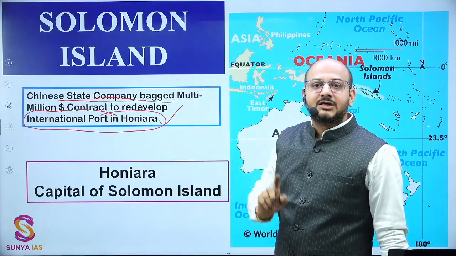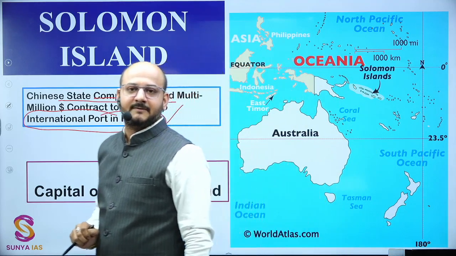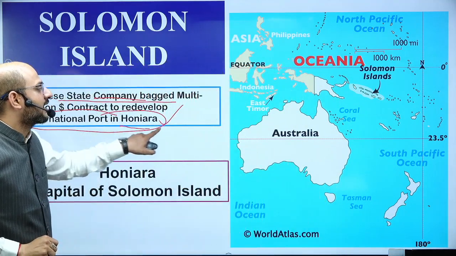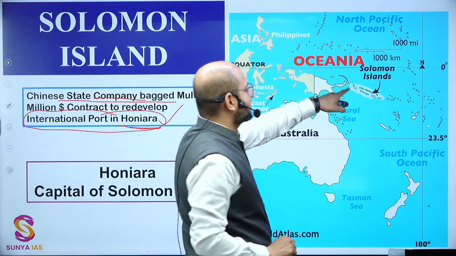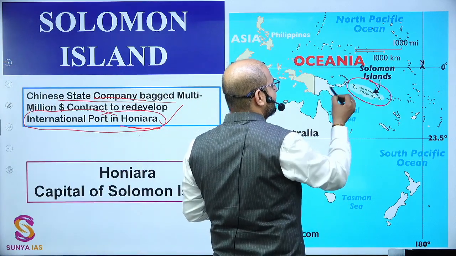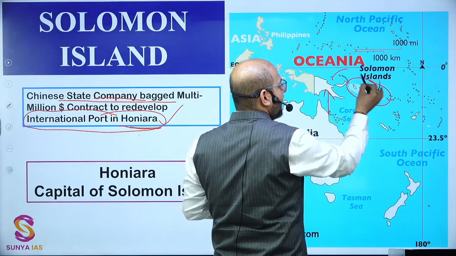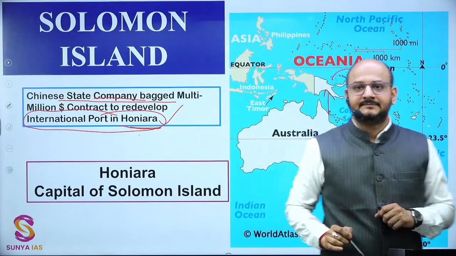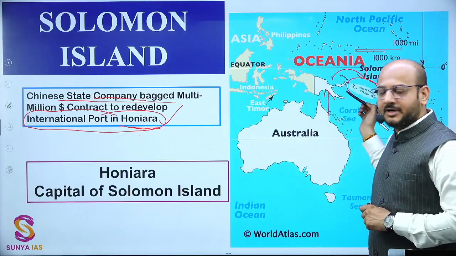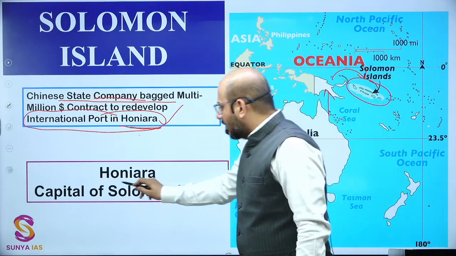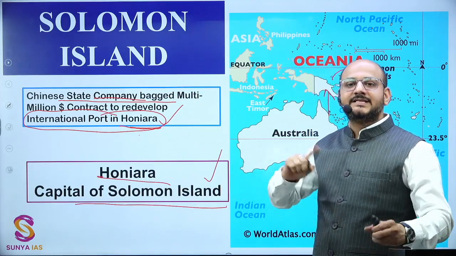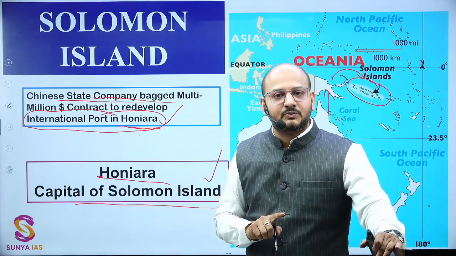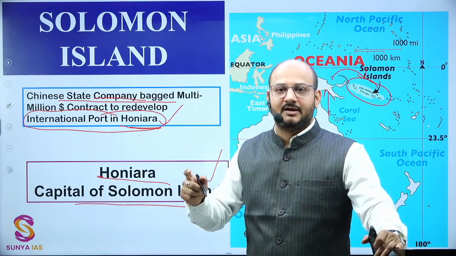Now what will come in the question? Solomon Islands has been in the news for 2-3 years, but they will talk about Honiara. Getting this point? See where it is. This is Oceania, this is the Solomon Islands. Papua New Guinea here, and here you will find Solomon Islands. Polynesia, Micronesia here, there. Honiara is the capital of Solomon Islands. So students, interchangeably both the names can be used: Solomon Islands or Honiara.